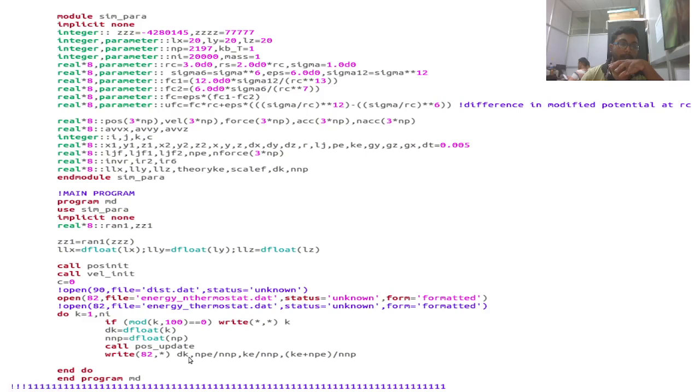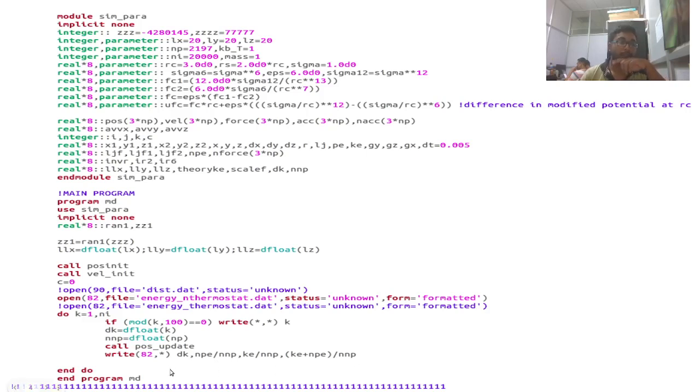That is the time step or the iteration step, and then at each of these iteration steps we have to write the potential energy per particle, the kinetic energy per particle, and the total energy per particle.